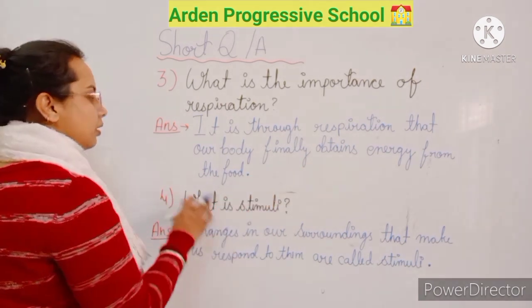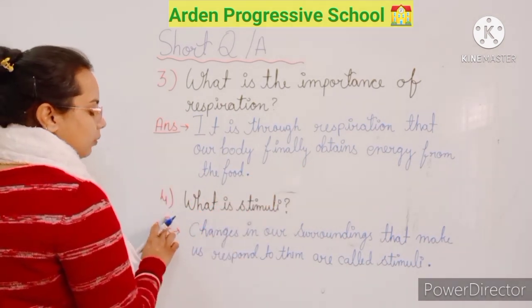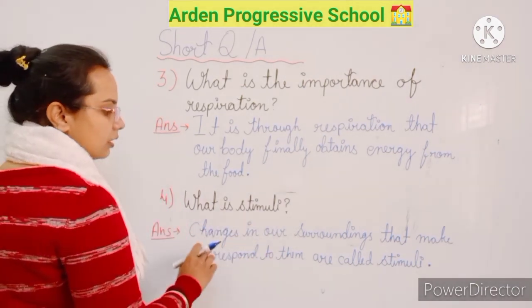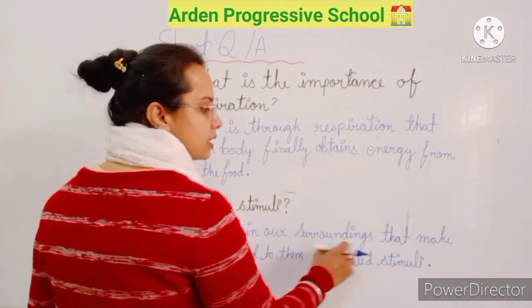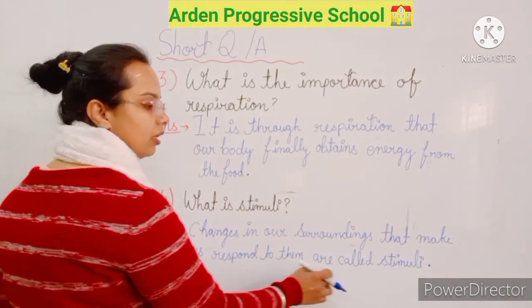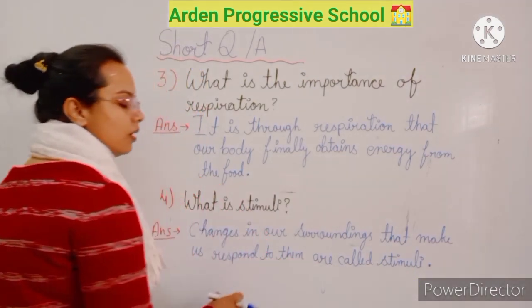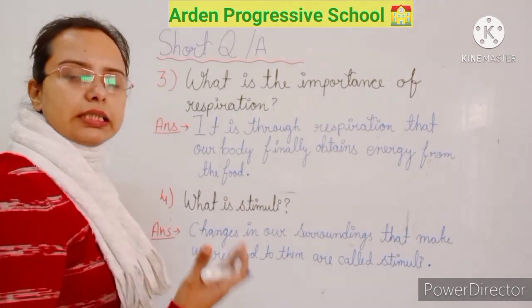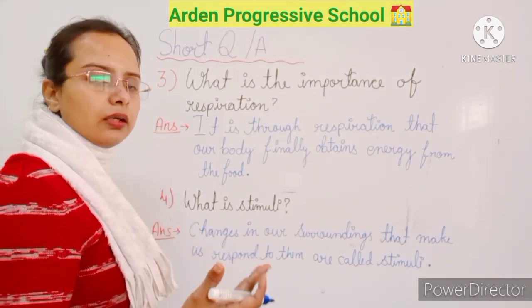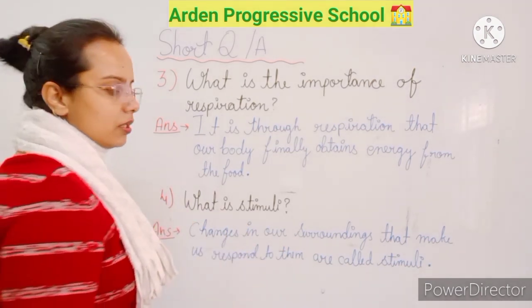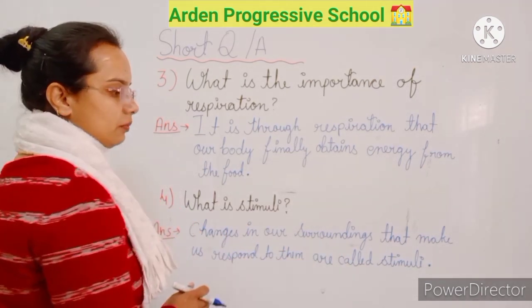Okay. Now the next question is question number 4. What is stimuli? Answer is, the changes in our surroundings that make us respond to them are called stimuli. So when we respond to the things occurring in our surroundings, according to those changes, that is known as a stimulus.